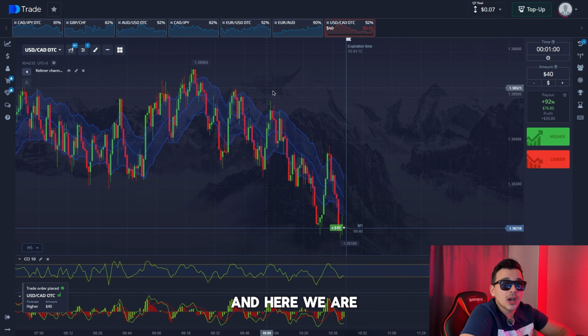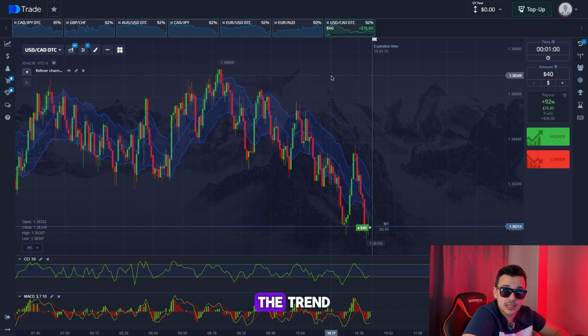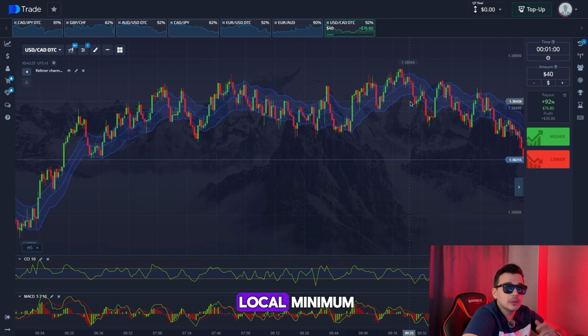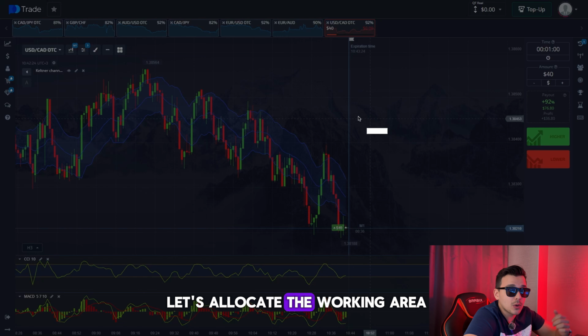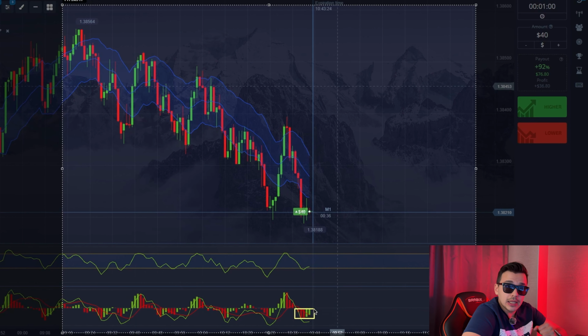And here we are going to open a trade on the upside. Here we are going to open against the trend. We should have a pullback here. We have a new local minimum, our point of extremum. Let's allocate the walking area. Earlier, the histogram showed good descending volumes. I will expect a reversal.